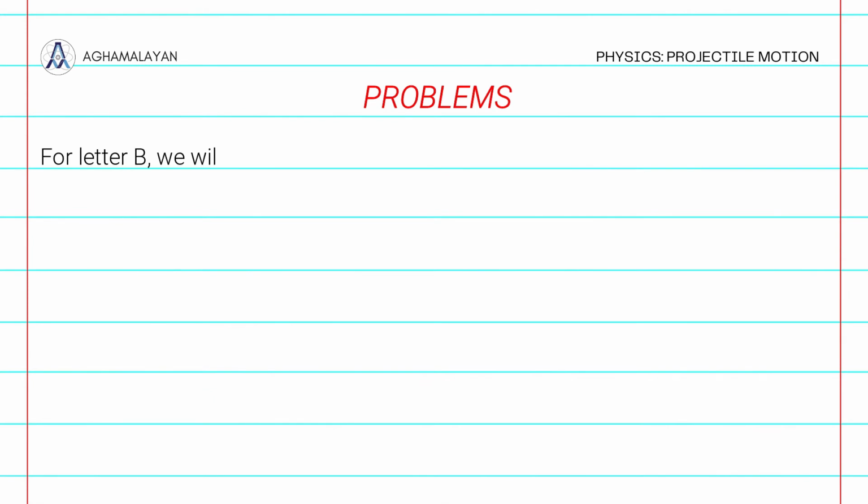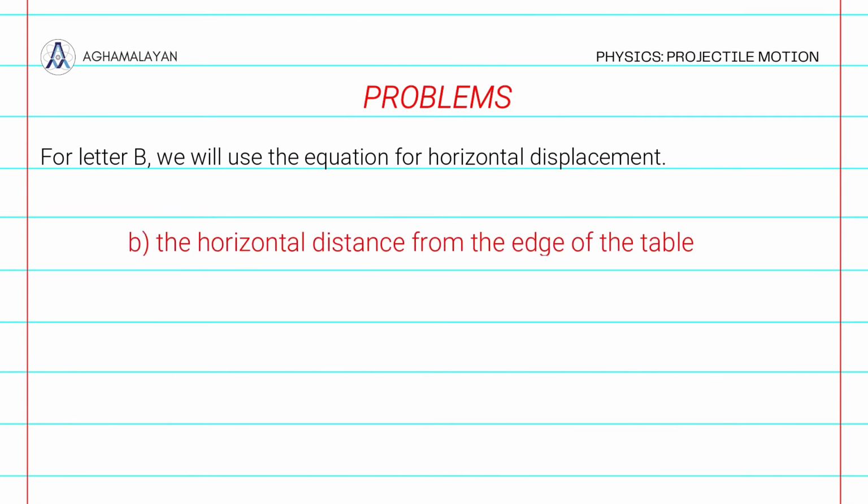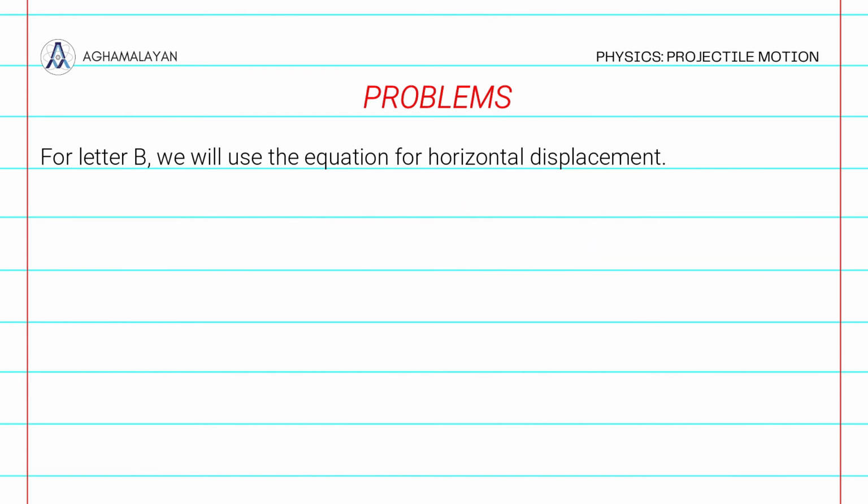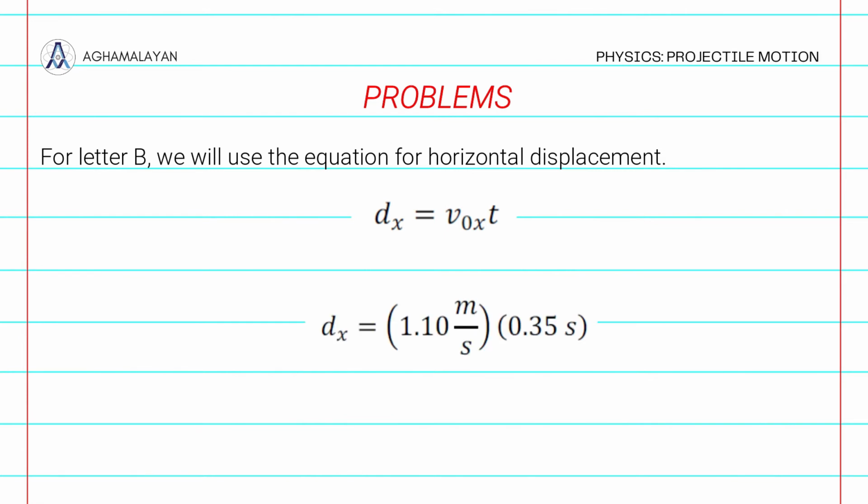For letter B, we will use the equation for horizontal displacement. Since the question is the horizontal distance from the edge of the table to the point where the book strikes the floor, the equation that will be used would be d sub x equals v naught x times time. When we substitute the values, we will have d sub x equals 1.10 meters per second, which is again stated in the problem as the horizontal speed, times 0.35 seconds, since it's the only time given in the problem.